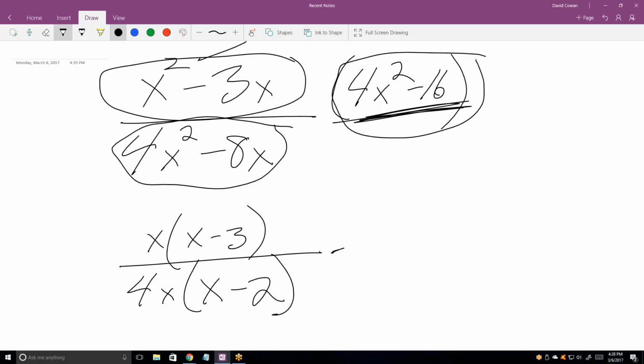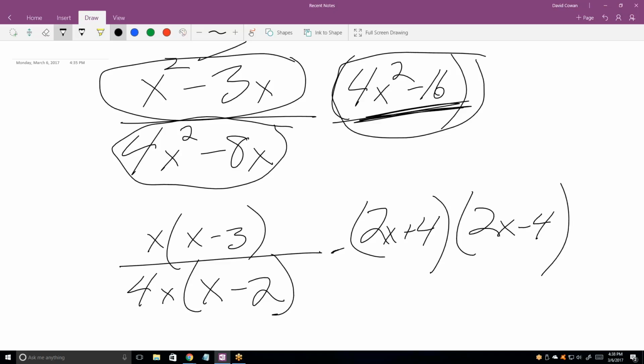But difference of perfect squares is what you should look for next. This is a difference of perfect squares. What is it? 2x plus 4, 2x minus 4? Yeah, 2x plus 4, 2x minus 4. And I actually could take a 2 out of one of these. In other words, I can still take a greatest common factor. Let me do it.